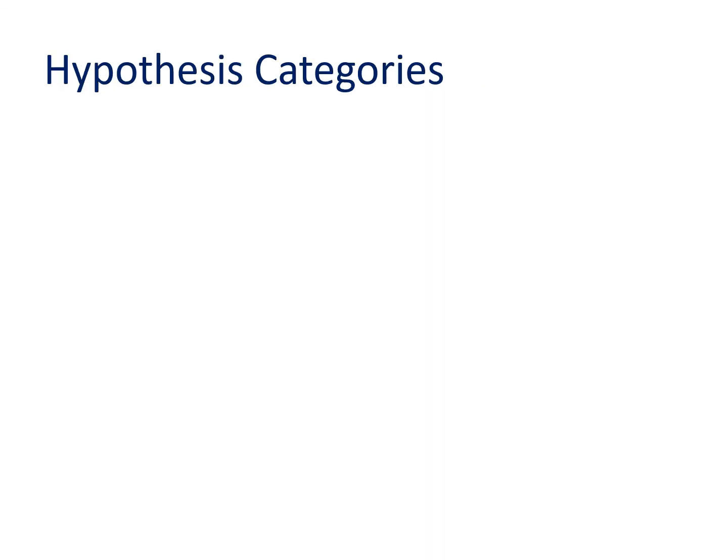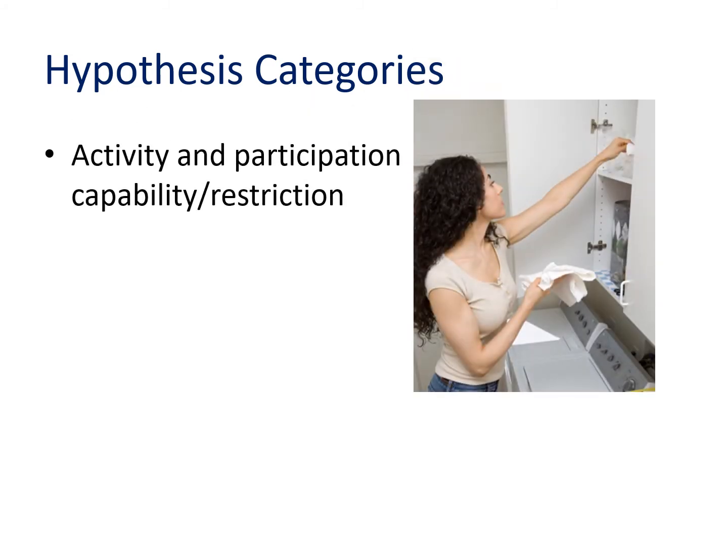So once we collect data on our patient and we put this data into some organized structure, we then begin the process of developing hypotheses. And in the case of manual therapy, there are many hypotheses categories that need to be considered prior to creating an intervention strategy for our patient. The first of these hypotheses categories is the activity and participation capability and restriction category.